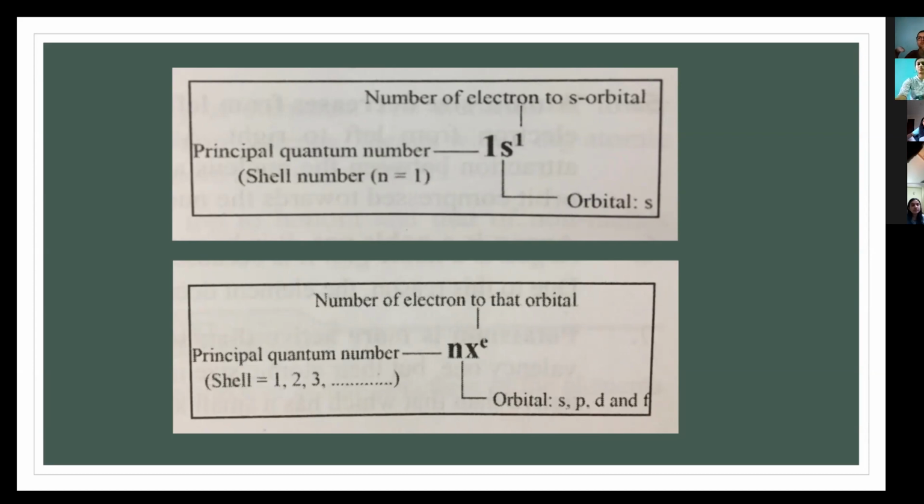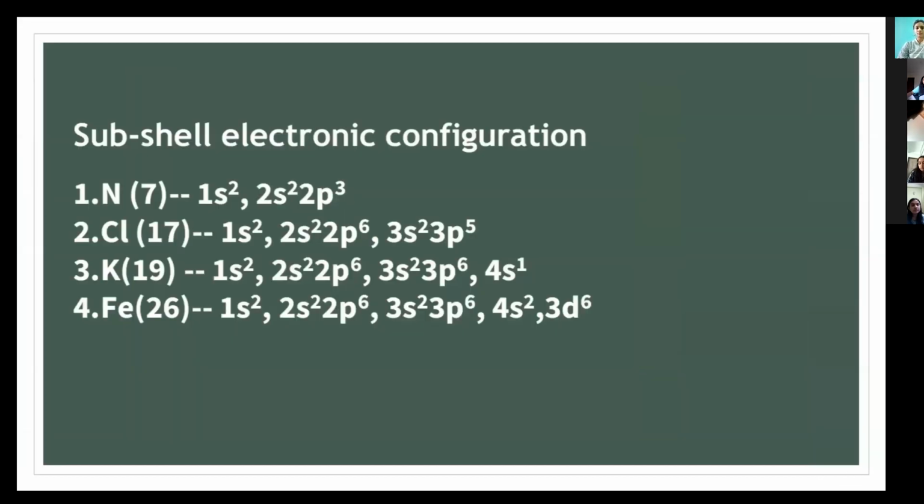So one electron can be easily accommodated in the first orbit, and the first orbit has an s subcell. So 1s1: 1 is the first orbit, s is the subcell of the first orbit, and the power 1 is the number of electrons. Hydrogen has only one electron, so the power is 1, 1s1. For other atoms, you can see examples here.